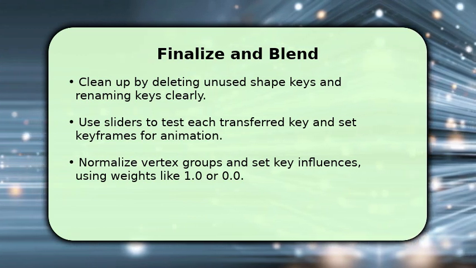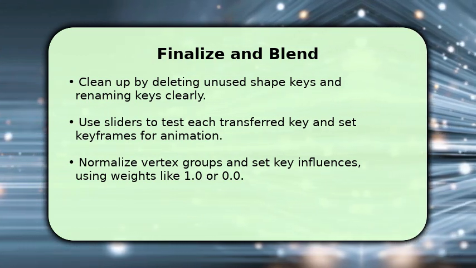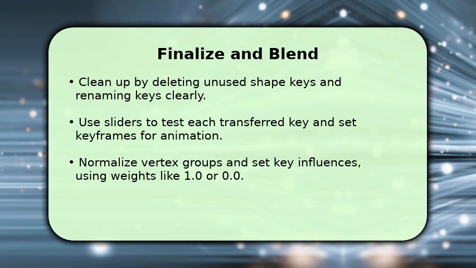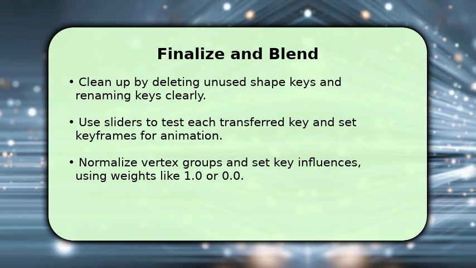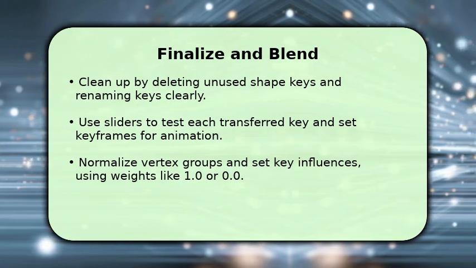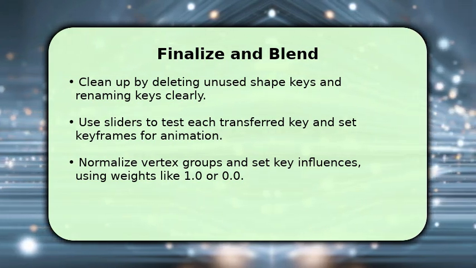If needed, normalize vertex groups and adjust influences using weights of 1.0 or 0.0, for full or no influence. Finally, bake any corrective shapes and save a versioned blend file to preserve your work.